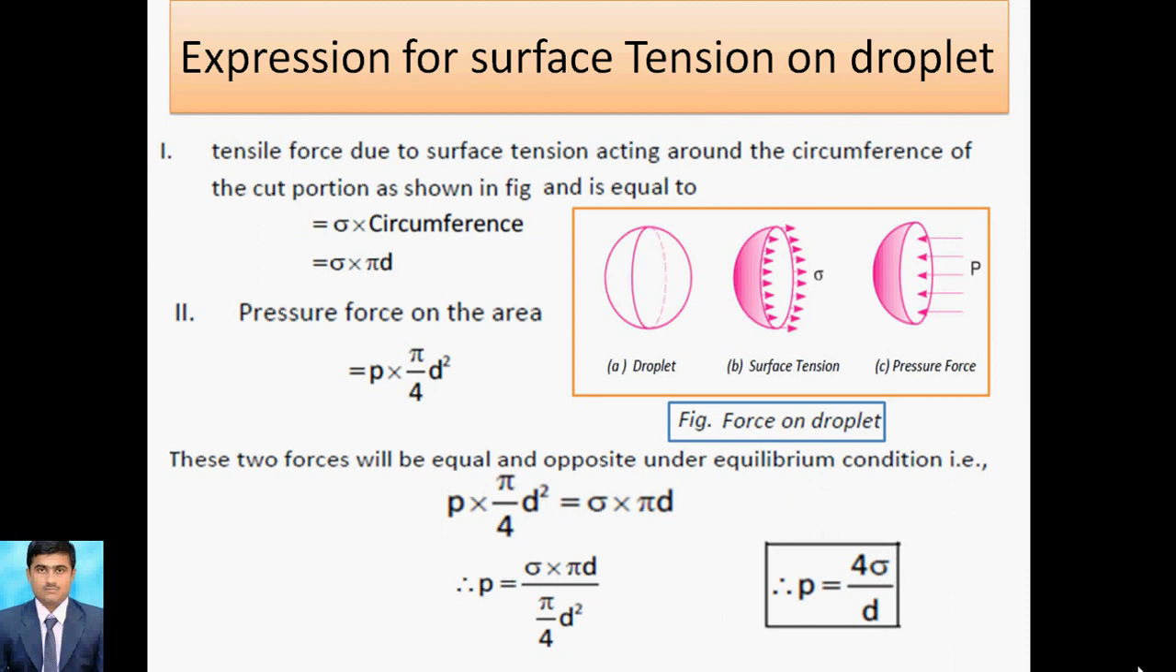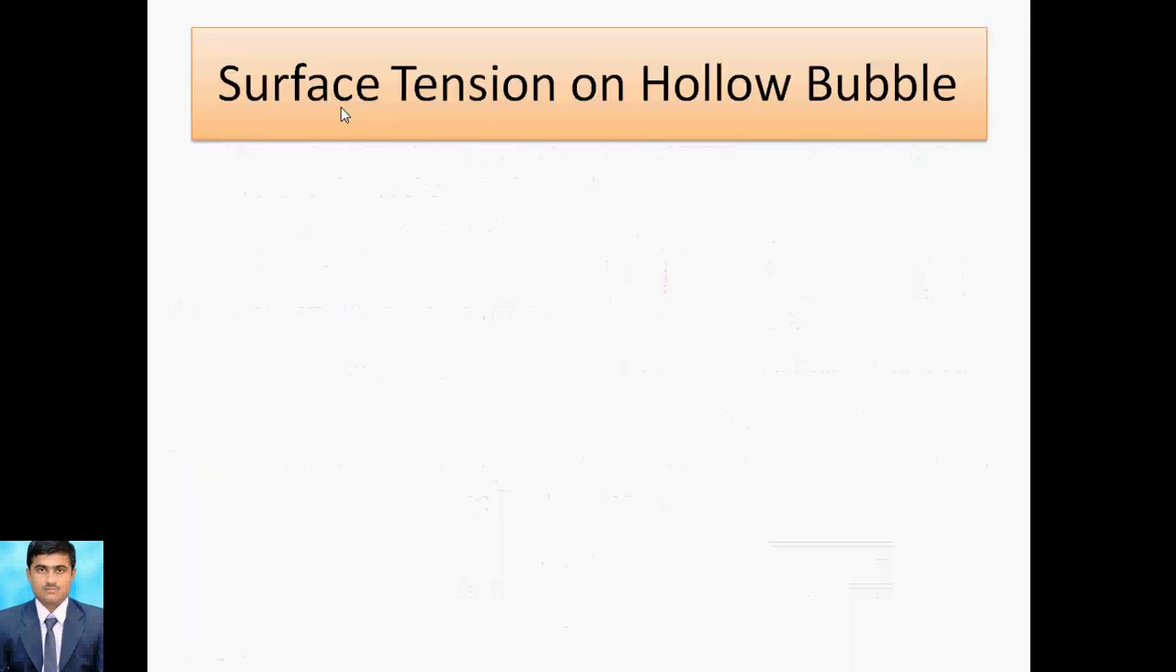Here it indicates that the pressure intensity increases with surface tension, and whenever the diameter increases, the intensity of pressure will decrease. So this is regarding the surface tension on a droplet. Now we'll discuss the expression for surface tension on a hollow bubble, right? Lastly we discussed the surface tension on a droplet. Now we discuss surface tension of a hollow bubble.